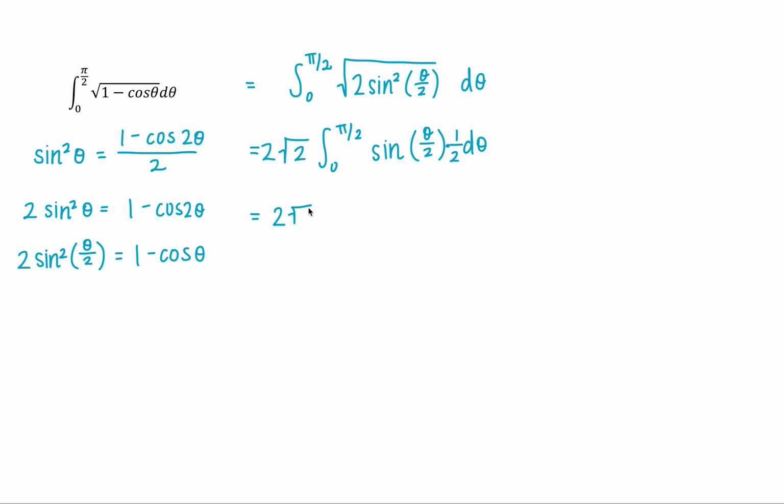Got 2 times the square root of 2 in front. When you integrate sine of something, you're going to get negative cosine of that thing. So in this case, negative cosine of theta over 2. And we're going to evaluate that from 0 to pi over 2.